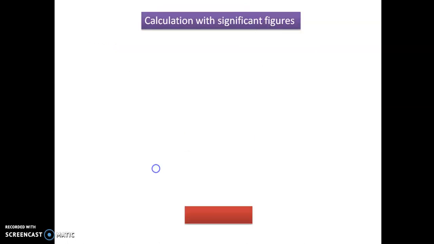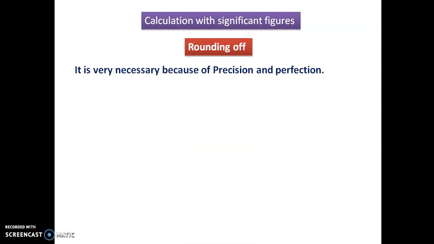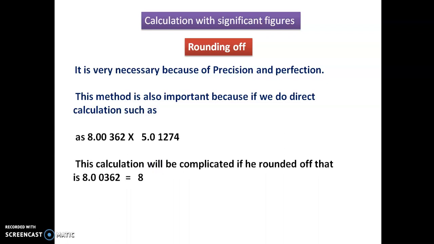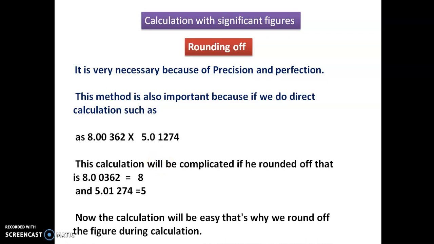Now we see about the calculation with significant figures. In that we see the rounding off. It is very necessary because of precision and perfection. This method is also important because if we do direct calculations, such as if you consider 8.00362 into 5.01274, this calculation will be complicated. If we round off, that is 8.00362 is equal to 8, and 5.01274 is equal to 5, then now the calculation will be easy. That's why we round off the figures during the calculations.